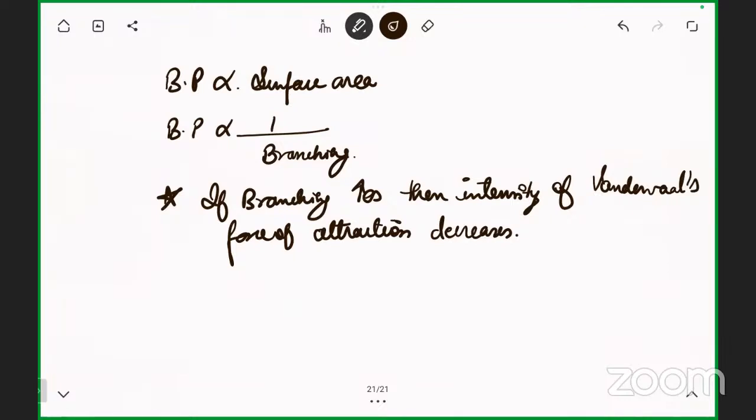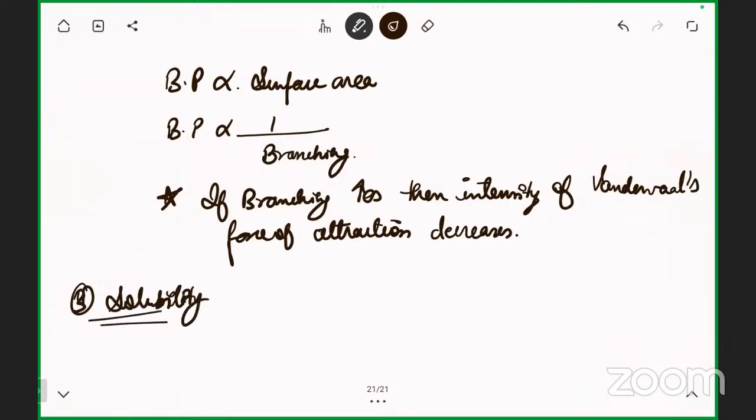What I said is that there is no clear evidence or clear trend regarding the increase of melting point of the alkanes. But just remember, as the number of carbon atoms increases, the melting point also increases. Let's talk about the third one, that is solubility.